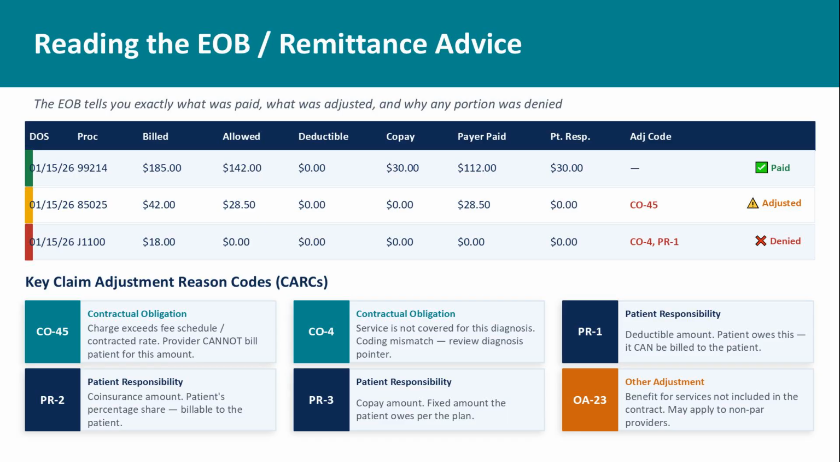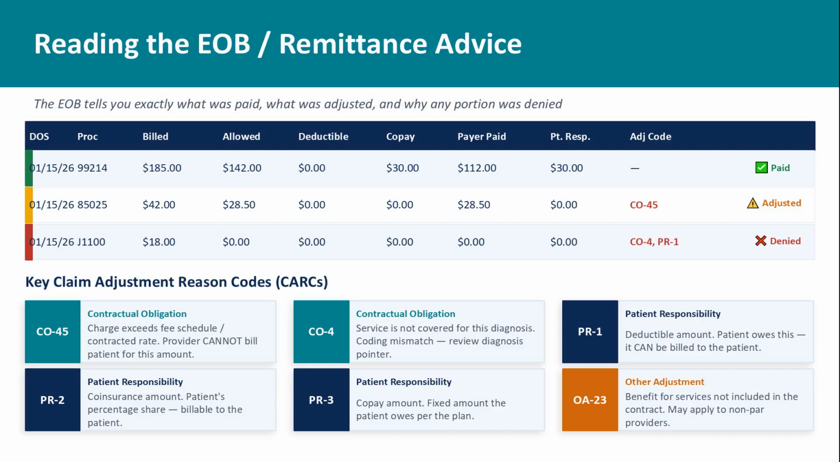Line 3. The J1100 dexamethasone injection. Billed at $18. Allowed amount, 0. Payer paid, 0. Patient responsibility, 0. Adjustment codes, CO4 and PR1. CO4 means the service isn't covered for this diagnosis. There's a code mismatch. Someone needs to go back to the documentation and verify whether the diagnosis supports this injection or whether the diagnosis pointer was entered incorrectly on the claim. PR1 means a deductible was applied, but the patient's deductible appears to have been met since the patient responsibility is 0. This is a denial. It goes into the denial queue for review.